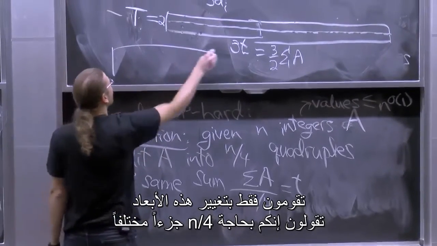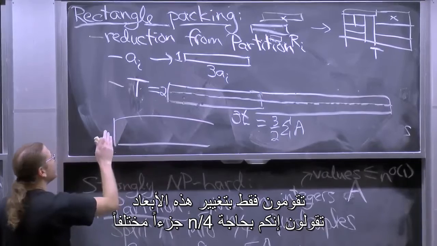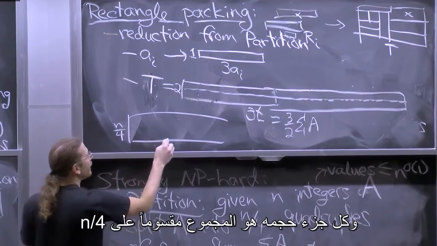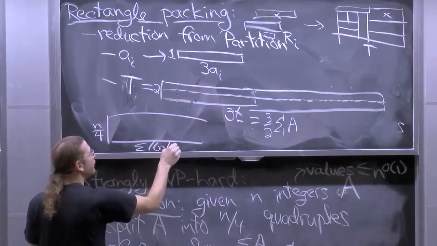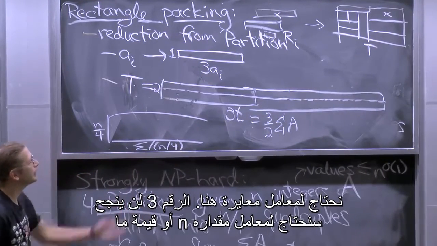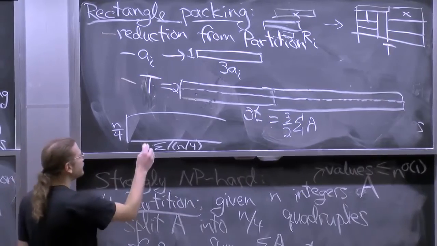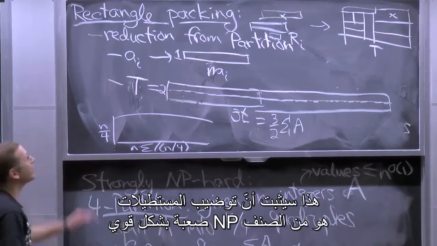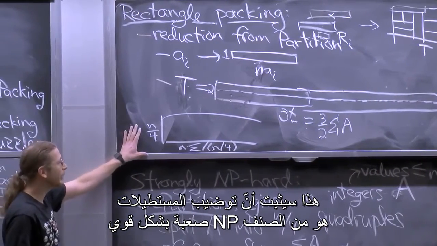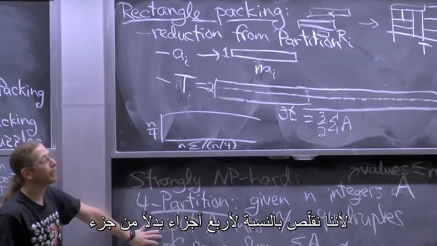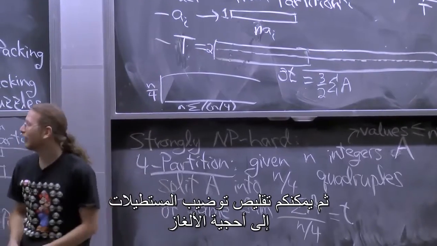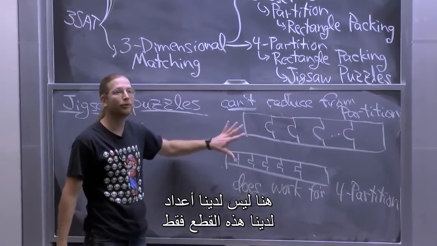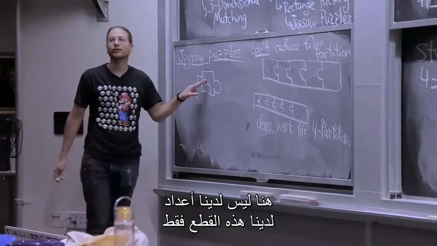You say, well, I need whatever, n over 4 different parts, each of size the sum over n over 4. You need some scale factor here. 3 doesn't work. Use n or something. N and n. That will prove that rectangle packing is actually strongly NP hard because we're reducing from 4 partition instead of partition. And then you can reduce rectangle packing to jigsaw puzzles because you have strong hardness over here. Over here, we don't have numbers. We just have these pieces.